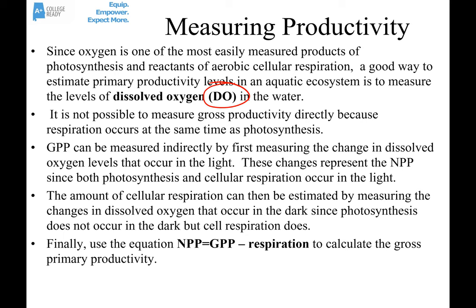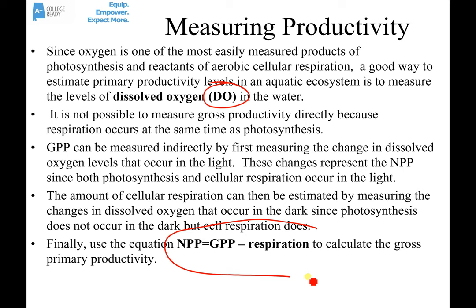So let's talk about how this might happen. First of all, we can estimate the amount of cell respiration that happens by measuring the changes in dissolved oxygen that occur in the dark. Because in the dark, cell respiration happens, photosynthesis doesn't. Then we can take the same organism, same container, and measure the changes in dissolved oxygen that occur in the light. Well, in the light, you have photosynthesis and cell respiration both occurring. So that's a measure of net primary productivity. In the light, we can get a measure of net primary productivity. In the dark, we can get a measure of respiration uses. And we can use our equation down at the bottom to calculate the gross primary productivity.